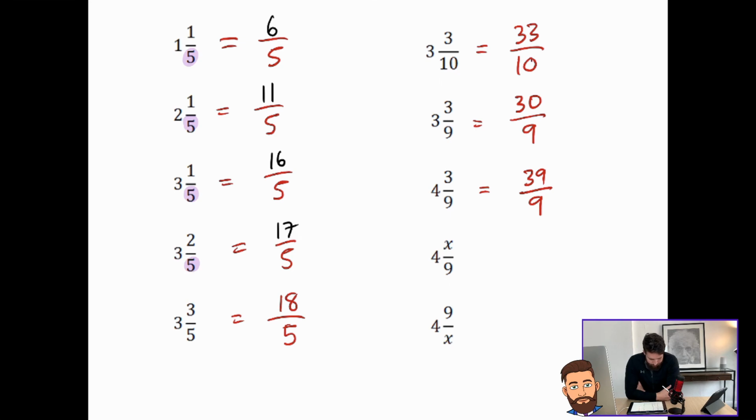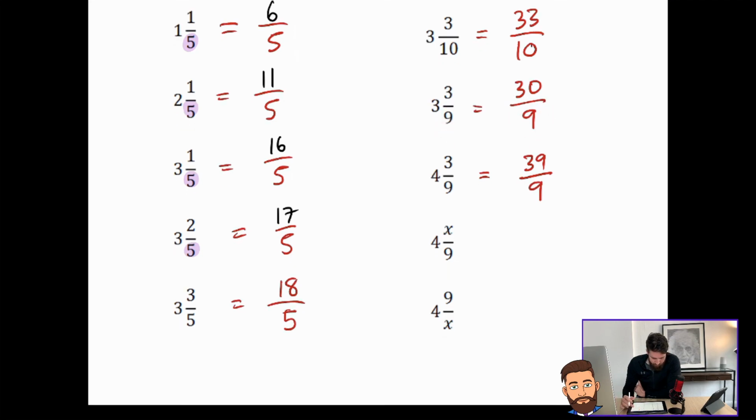So hopefully you managed to get those ones. Again, it's just a case of the denominator stays the same, and you just take the denominator, times it by the whole number and add the top. So this one here, for example, 9 times 3 is 27, plus 3 is 30, over the original 9. Just want to focus on these last two here.